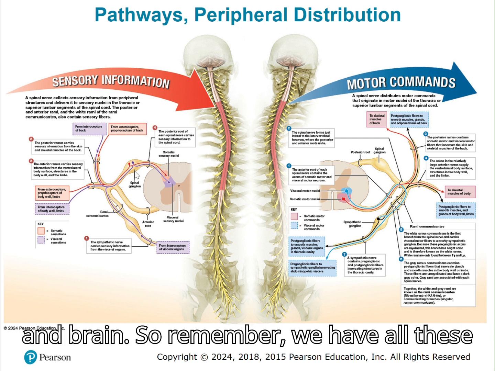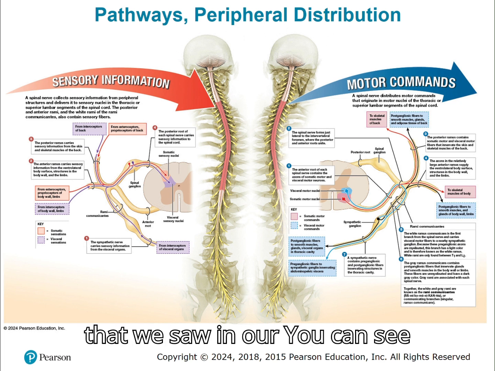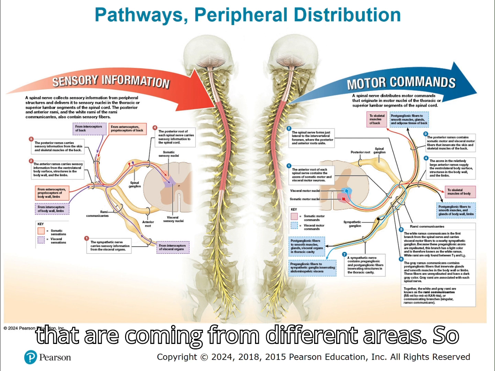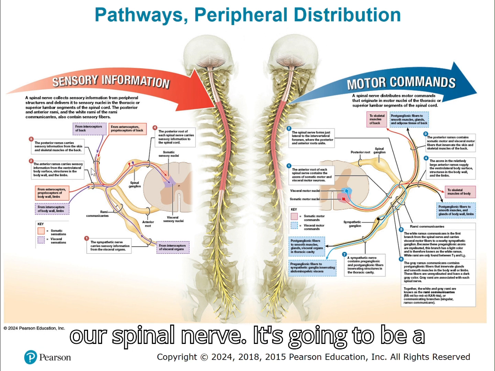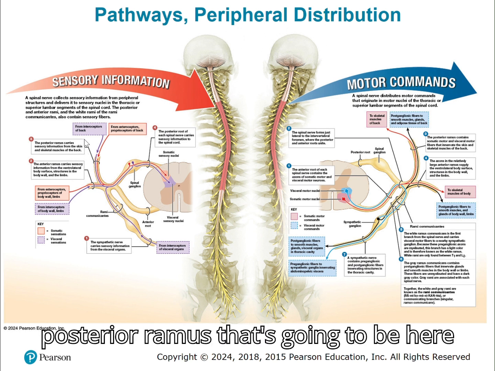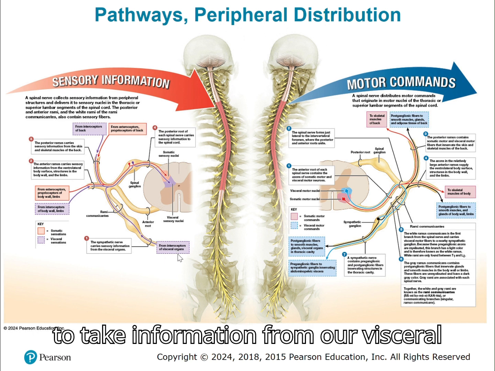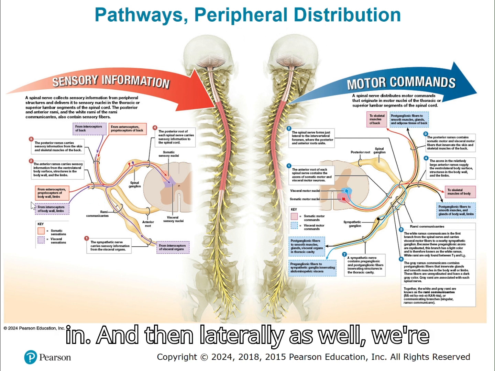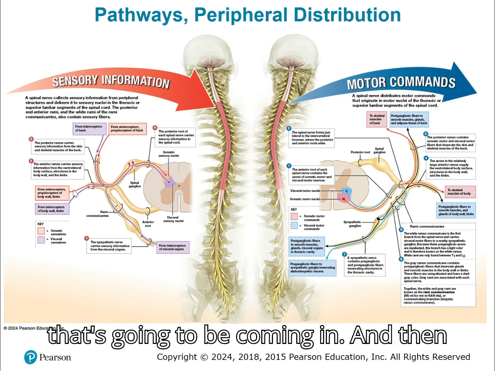So remember, we have all these different spinal nerves that are monitoring different segments of our body that we saw in our dermatomes. You can see that we have all these different branches that are coming from different areas. So we can see this is a ramus, which is going to be a branching that's going into our spinal nerve. It's going to be a posterior ramus that's going to be here collecting information. But we also have to take information from our visceral organs that are coming from the other end. So we have this ramus that's going to be coming in, taking that information in.